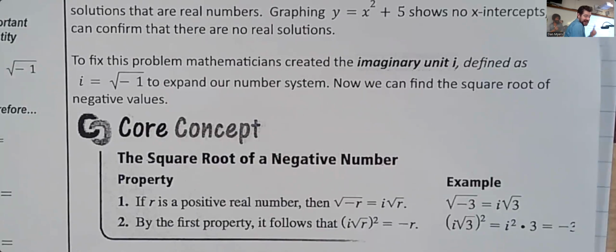the imaginary unit, by the way, is defined as i. And i represents the square root of -1. And it expands the number system beyond real numbers into imaginary numbers and then complex numbers. And so now we can find the square root of negative values. So, are we all ready for this?